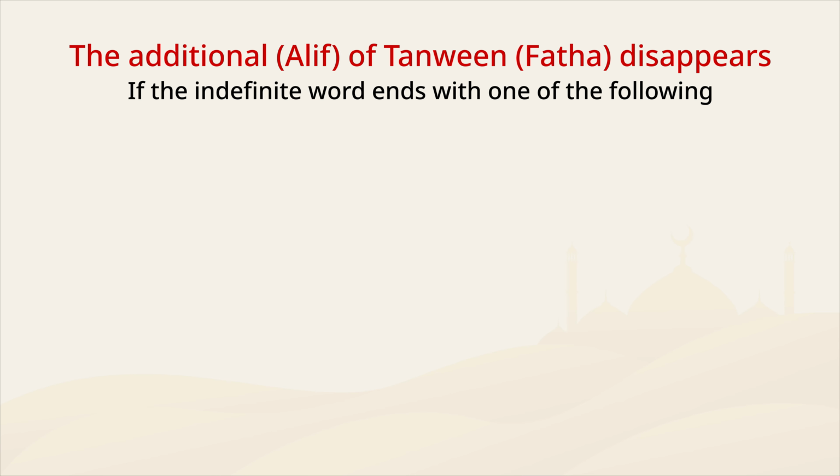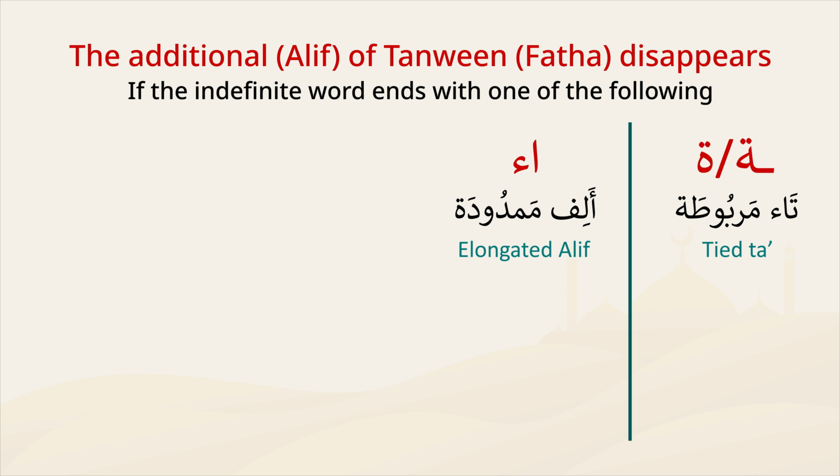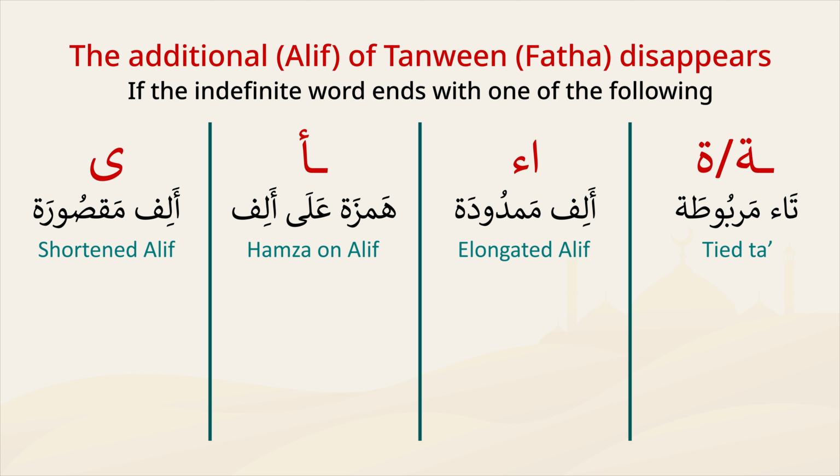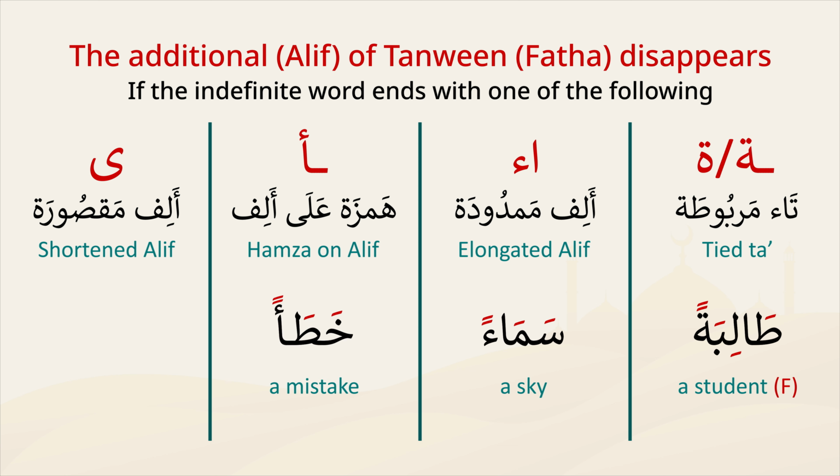If the word ends with one of the following letters: تاء مربوطة, ألف ممدودة, همزة on ألف, or ألف مقصورة, the tanween fatha is directly added to the last letter, such as طالبة, سماء, خطأ. However, for words like فتى, the tanween is written on the preceding letter, فتى.